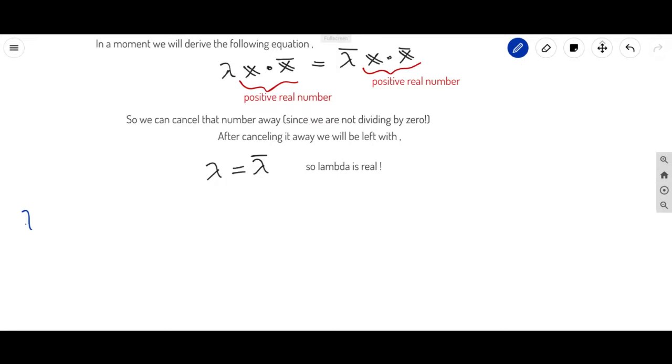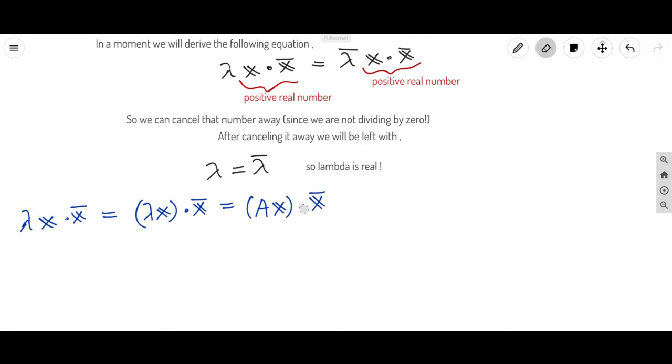We have lambda x times x conjugate. So we can write this as lambda x dot product x conjugate. And now, because lambda is an eigenvalue and x is the eigenvector, this is the same thing as Ax. So that is the same thing as writing Ax dot product x conjugate, okay, like that.